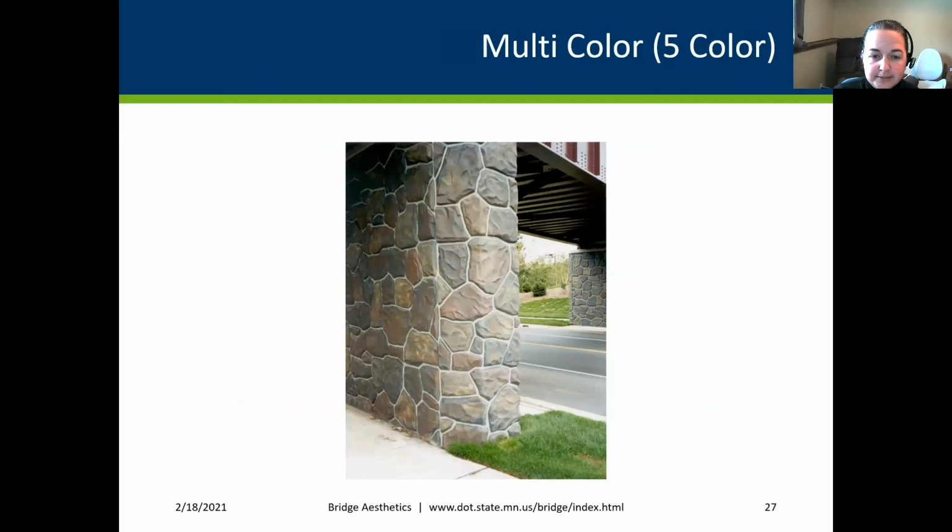You know, these stones are different. This one, you can see the rust spots in it. This one's got some reds in it, some browns, some yellows.